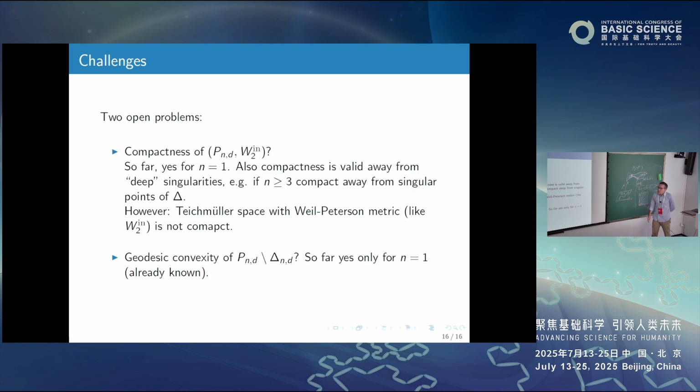open problem that we would like to address, but on which we haven't succeeded so far either, is to prove that the complement of the discriminant should be geodesically convex with respect to the inner W2 distance. So this is our hope.